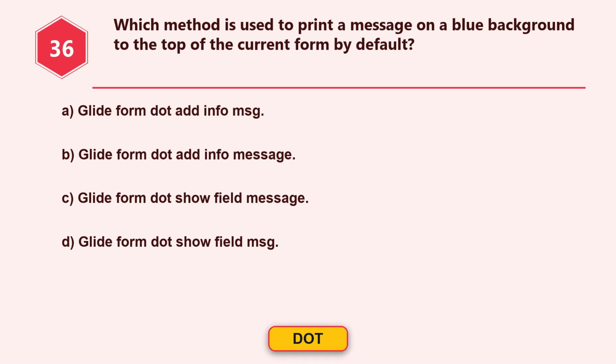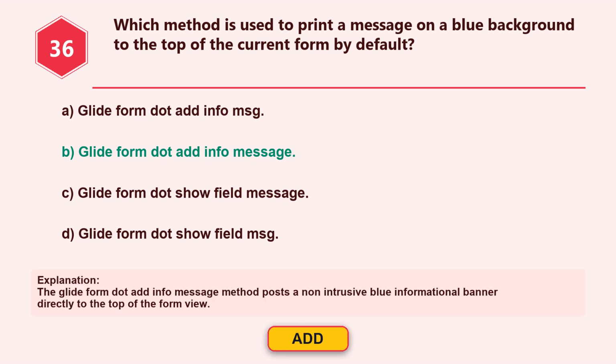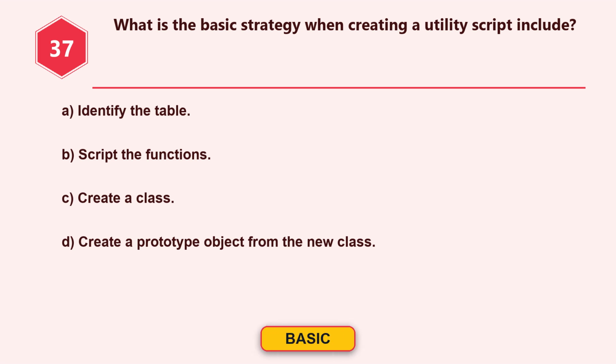Option A. Glide form.addInfo message. Option B. Glide form.addInfo message. Option C. Glide form.show field message. Option D. Glide form.show field message. The correct answer is option B. Glide form.addInfo message. The glide form.addInfo message method posts a non-intrusive blue informational banner directly to the top of the form view. Question 37. What is the basic strategy when creating a utility script include?